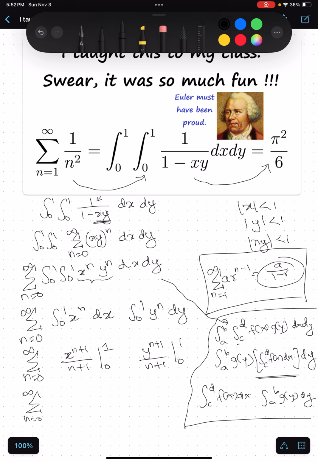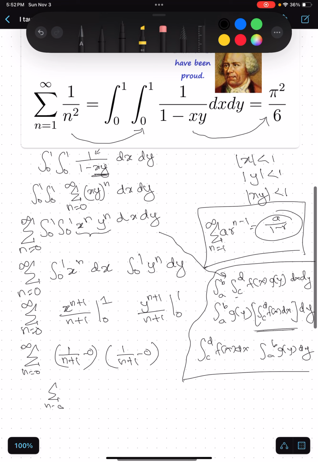Okay, now let's evaluate this. We have 1 by n plus 1 minus 0, right? And again we have 1 by n plus 1 minus 0. So that gives us the sum from n equals 0 to infinity of 1 by (n plus 1) square, which is the sum from n equals 1 to infinity of 1 by n square. So yeah, the equivalency of the sum and integral is proved.